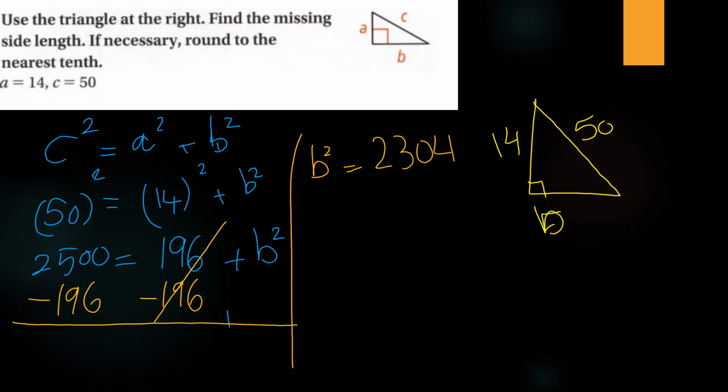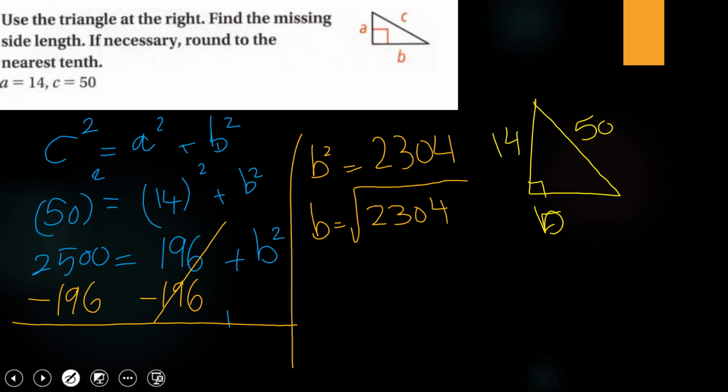Is it right? Yes. Then B will be the square root of 2,304, which is 48. So what will the length of B be? 48. It will be 48. Is your answer correct?